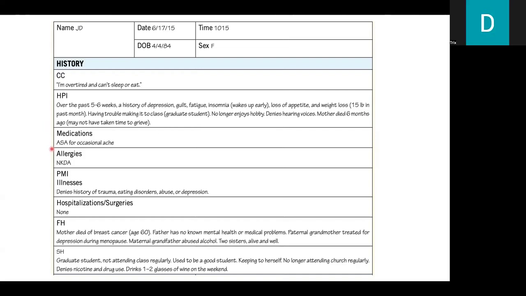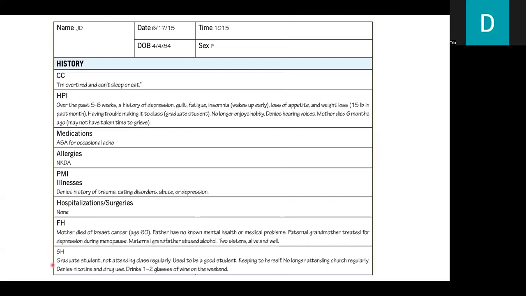For allergies, NKDA. For past medical illnesses, denies history of trauma, eating disorders, abuse, or depression. She has no hospitalization or surgeries. For FH, mother died of breast cancer. Father has no known mental health or medical problems. Paternal grandmother treated for depression during menopause. Maternal grandfather used alcohol, and 2 sisters are alive and well.